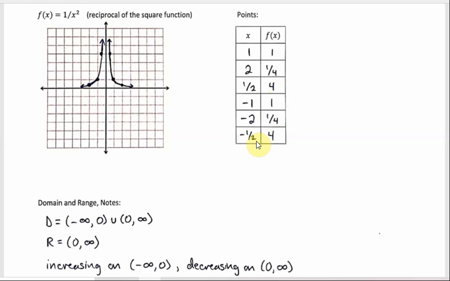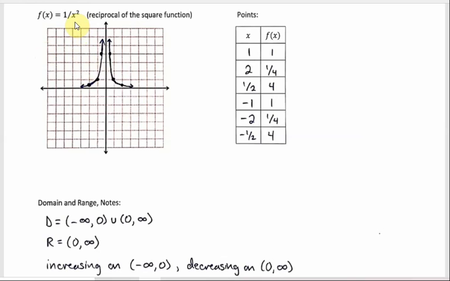Same kind of idea here. You square negative 1/2, you get positive 1/4, and 1 over that is 4. If you plot those points, you're still going to have the same asymptotes because, once again, there's no way to get a function value of 0, not with a 1 on top. So you're going to have that horizontal asymptote of y equals 0. There's no way you can possibly get a value of 0. Or you're never going to get f equal to 0. I guess that's what I was really trying to say there.